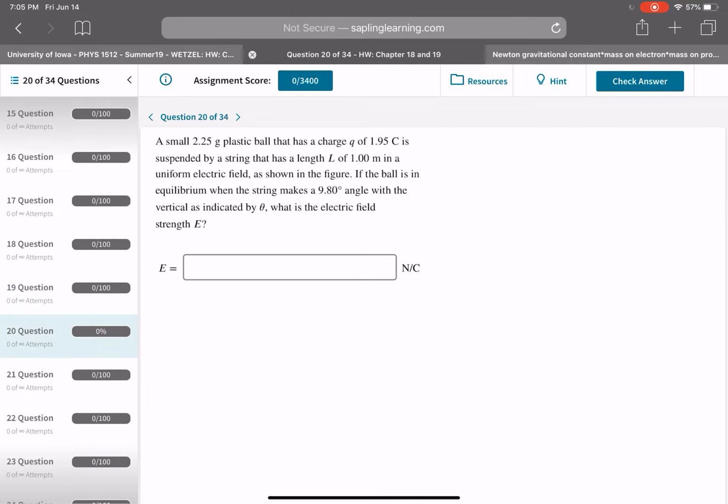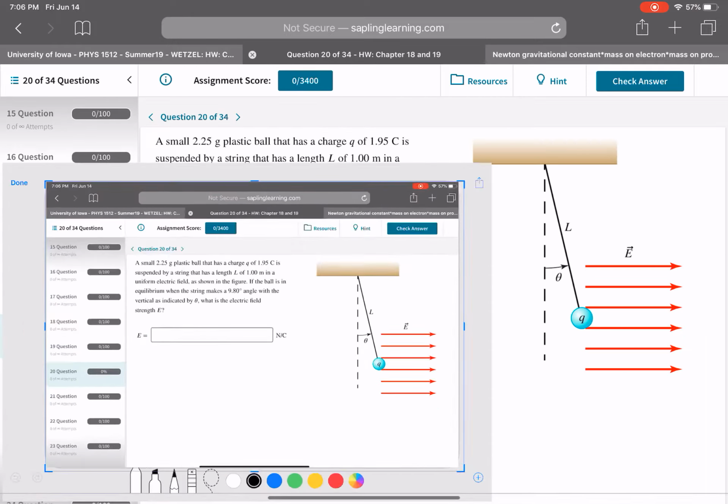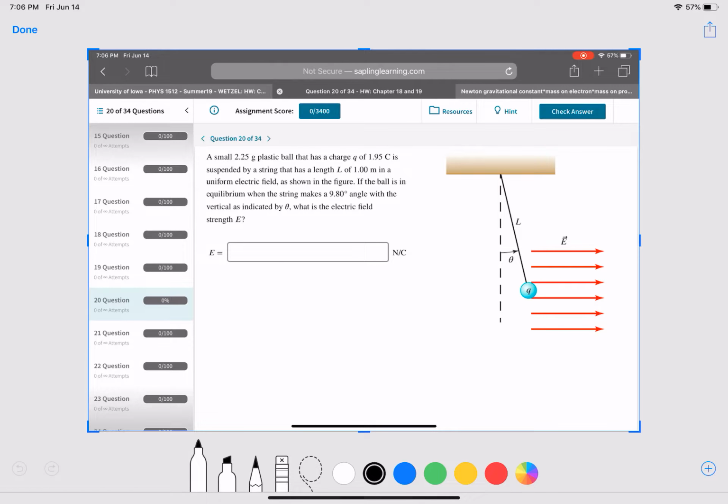Problem 20: a small plastic ball has a charge of 1.95 coulombs and is suspended by a string of length 1 meter in a uniform electric field, as shown in the figure. If the ball is in equilibrium and the string makes an angle of 9.8 degrees, what is the electric field strength? This is maybe going to be the hardest problem for you. The charge here is going to experience a force that way, with a magnitude of Q times E. There's also a force down here, the weight of the ball, 2.25 grams, mg. Those forces are balanced, because the ball is just hanging there at 9.8 degrees by the tension force.